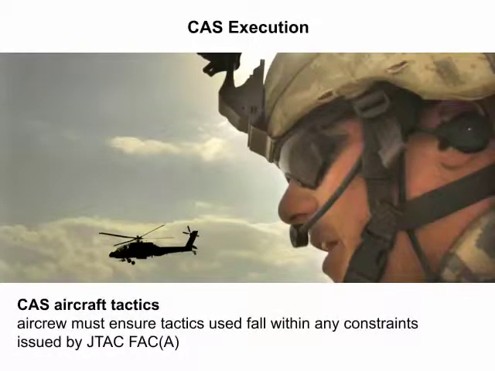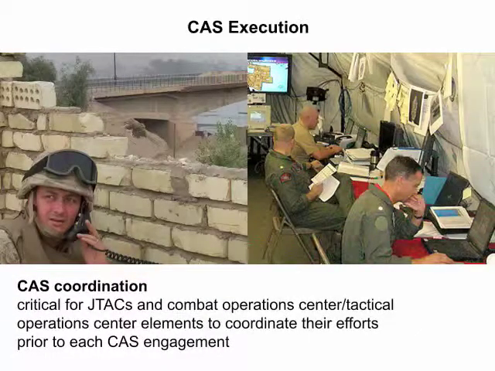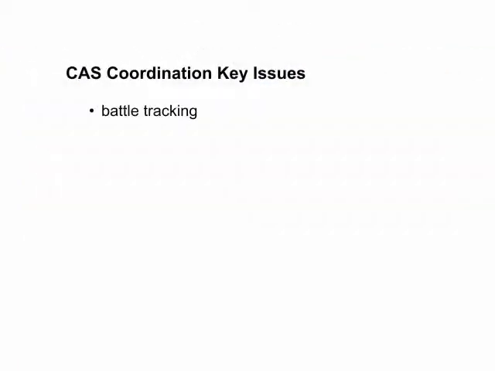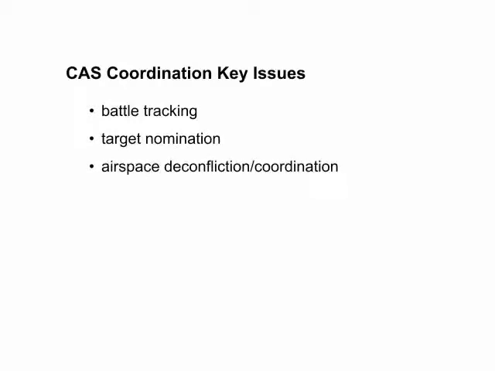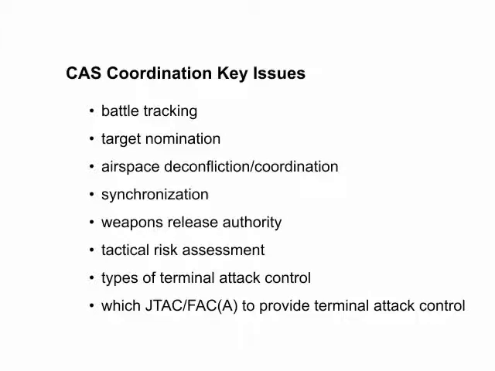Aircrew will ultimately decide aircraft tactics, but must ensure the tactics used fall within any constraints issued by the JTAC or FAC-A. It is critical for JTACs and Combat Operations Center, Tactical Operations Center elements to coordinate their efforts prior to each CAS engagement. Key issues such as battle tracking, target nomination, airspace deconfliction and coordination, synchronization, weapons release authority, tactical risk assessment, types of terminal attack control, and which JTAC or FAC-A will provide terminal attack control must be clearly understood. Only through effective coordination can the CAS team achieve the supported commander's objectives for CAS successfully.